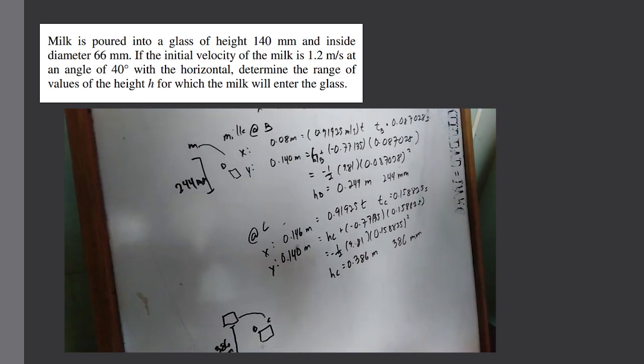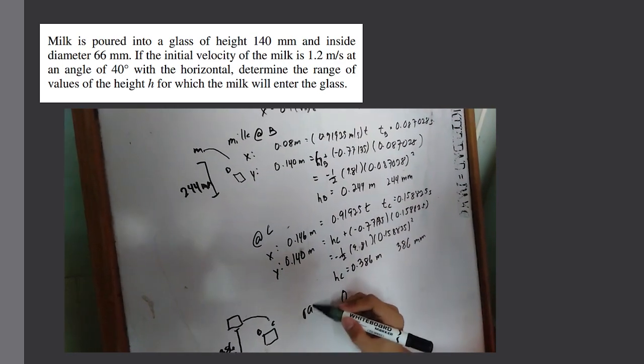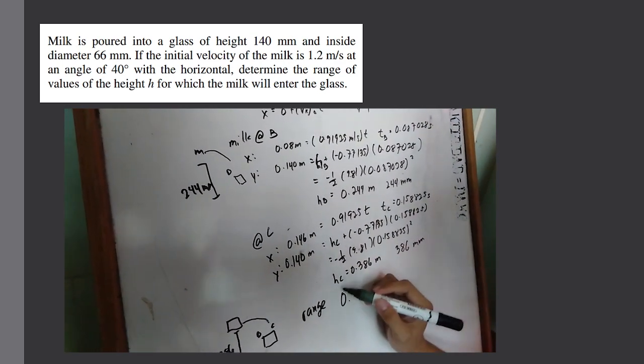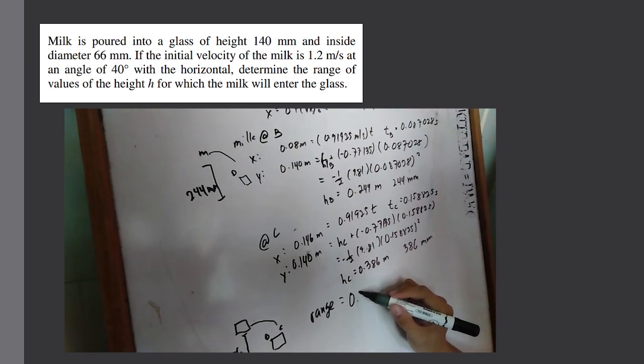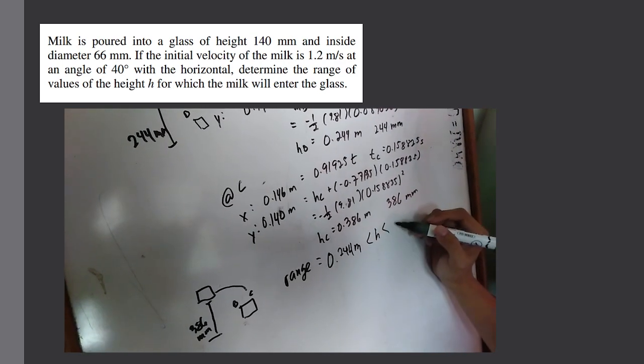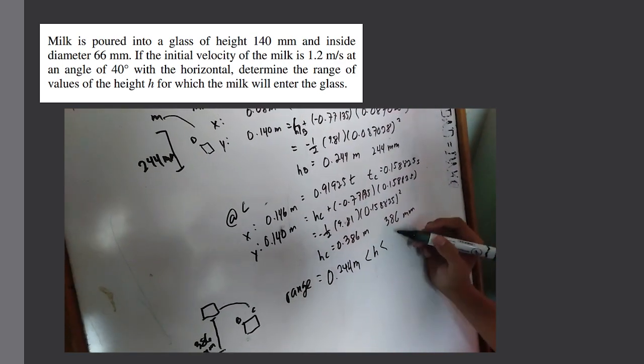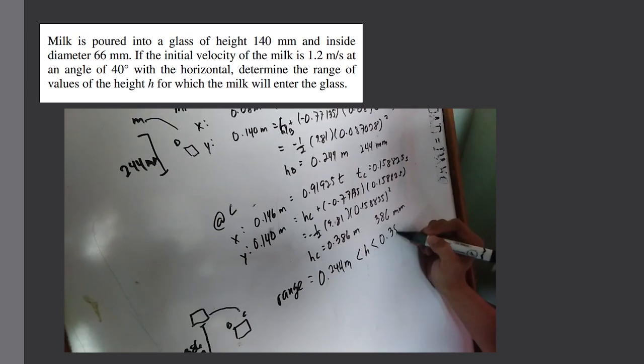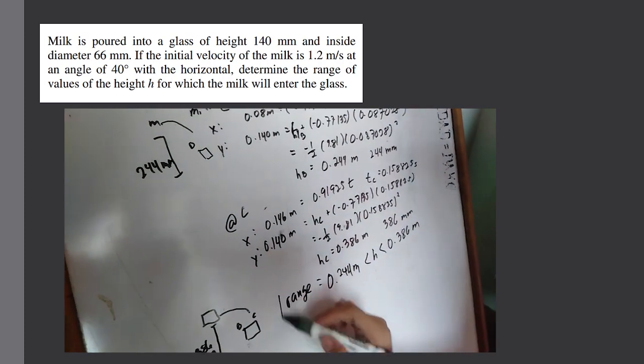So the range is simply between the two. Range is equal to 0.244 meters less than h, then h must be less than 0.386 meters. This is the answer.